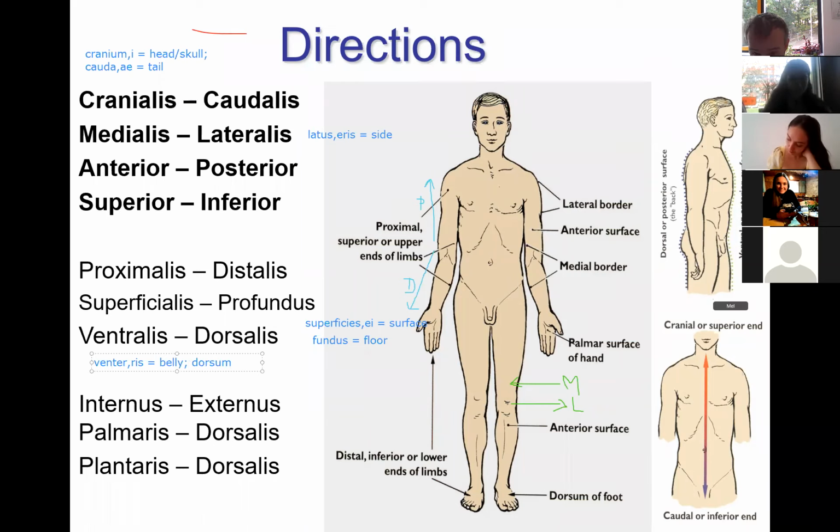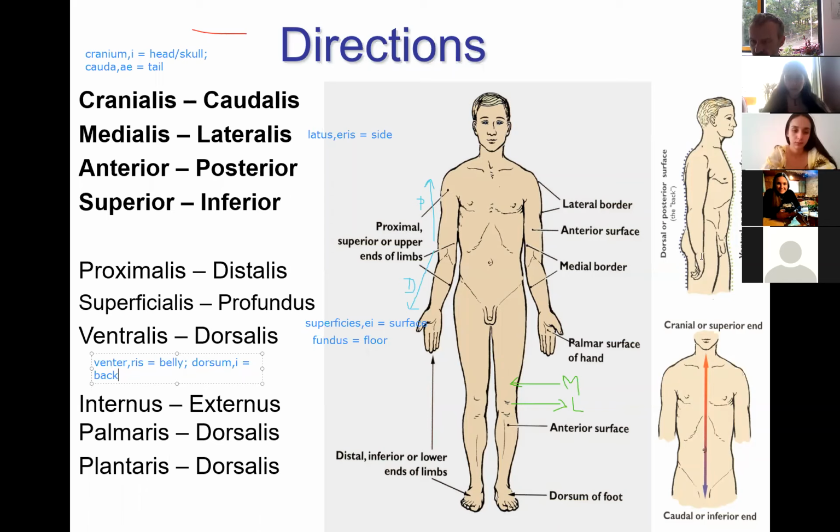Dorsum, dorsi is back, either back of the body or back of the hand or back of the foot. So dorsal is the rear, is the posterior, is the back side.